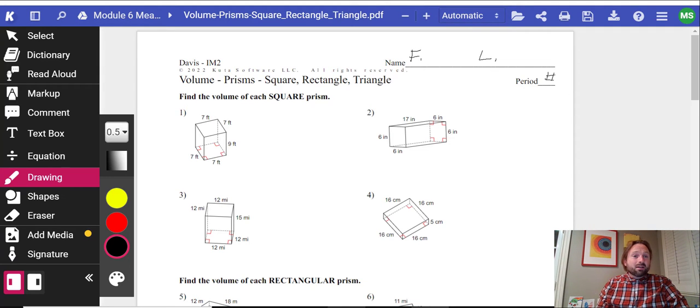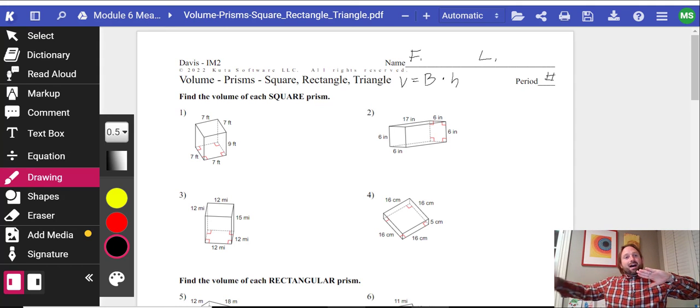So the volume of a prism is the area of the base times how many times it repeats its height. So the base is different depending on what shape repeats. If it's a triangle, it's going to repeat the triangle this many times. If it is a circle, it's going to repeat the circle this many times. If it is a square, it's going to repeat the square this many times. If it is a rectangle, it's going to repeat the area of a rectangle this many times.